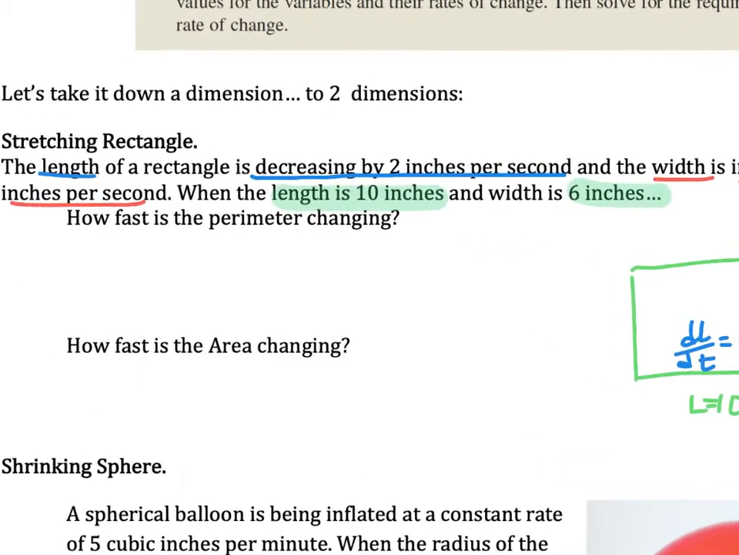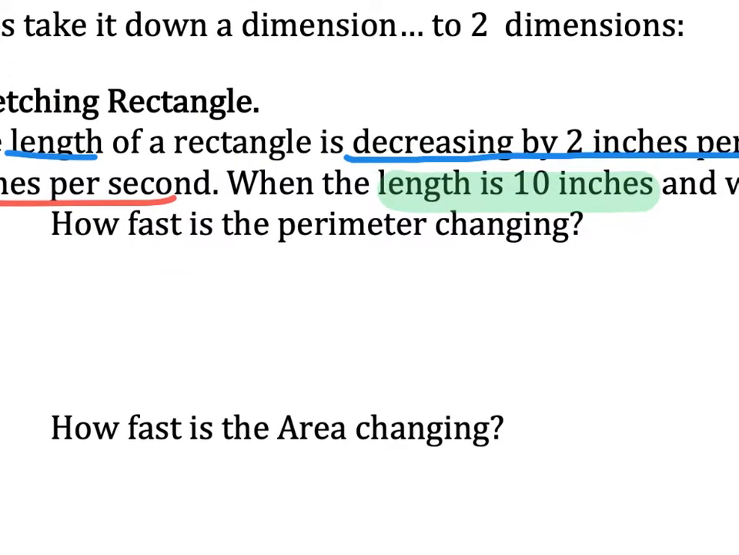Now, what we need to do is start with a primary equation, kind of like we did in the optimization sections. Okay, we need to start with a perimeter problem. So let's think about perimeter. Perimeter is 2 times the length plus 2 times the width. So we need a starting equation here.